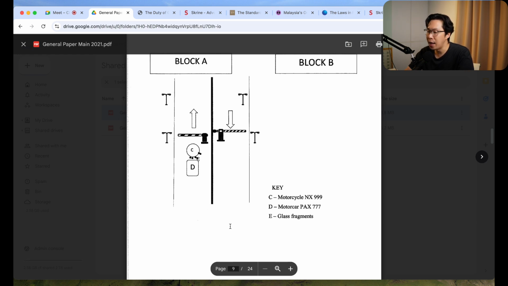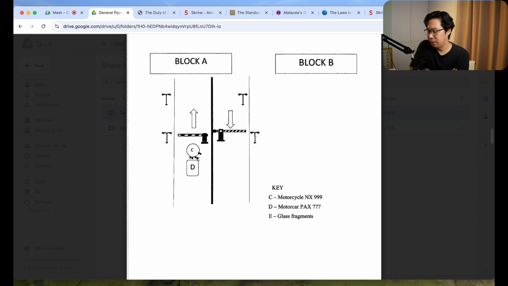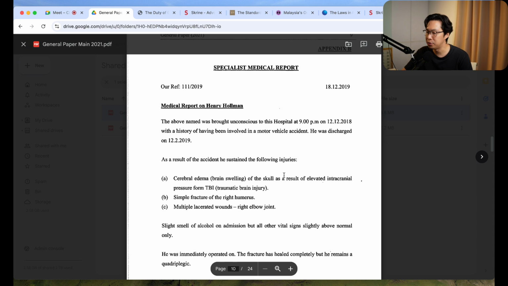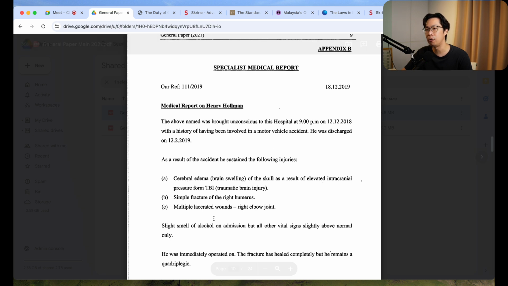What can you look at? What you found from these sketch plans? What about here? Medical reports. What can you read? It is not here just for fun. So you need to read it and see if you can deduce any information and summarize any information.